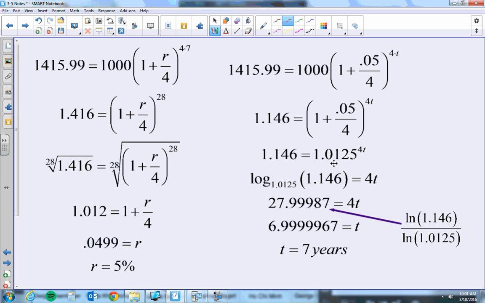And why was it necessary to do logs? Because we're trying to get rid of a base. Our variable was an exponent. And so if you're trying to get rid of a base, then it's going to involve logs. Whereas here, the variable's in the base. In other words, we're trying to get rid of the exponent. And to get rid of an exponent, use radicals. So I'm just saying, you need to know the difference. Both kinds will be thrown at you.